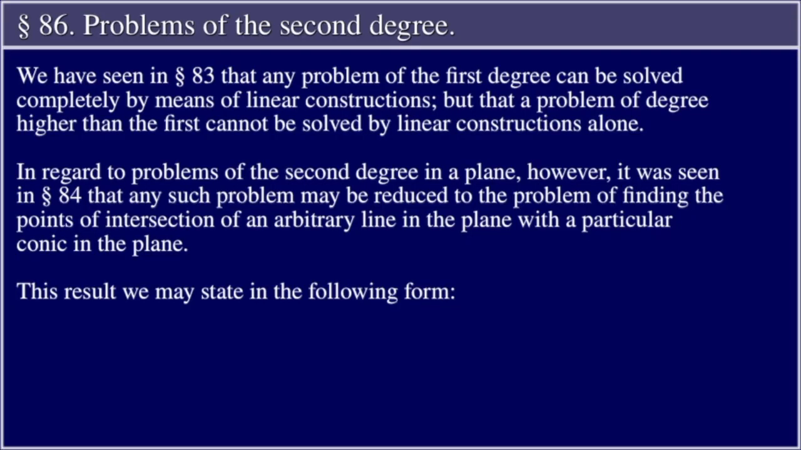We have seen in Section 83 that any problem of the first degree can be solved completely by means of linear constructions, but that a problem of degree higher than the first cannot be solved by linear constructions alone. In regard to problems of the second degree in a plane, however, it was seen in Section 84 that any such problem may be reduced to the problem of finding the points of intersection of an arbitrary line in the plane with a particular conic in the plane. This result we may state in the following form.